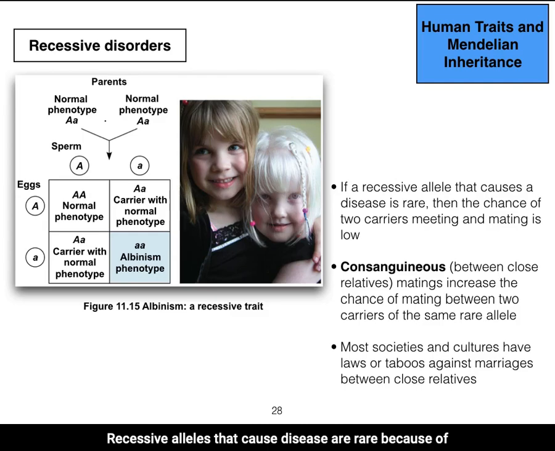Recessive alleles that cause disease are rare because of the low chance of two carriers reproducing. Consanguineous mating is mating between close relatives, and this increases the chance of offspring having rare alleles. Most societies and cultures have laws and/or taboos against these types of marriages. In the following slides, we will discuss some of the disorders that are inherited in a recessive manner.